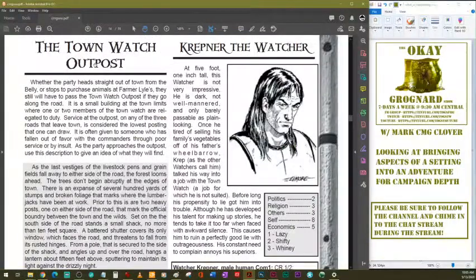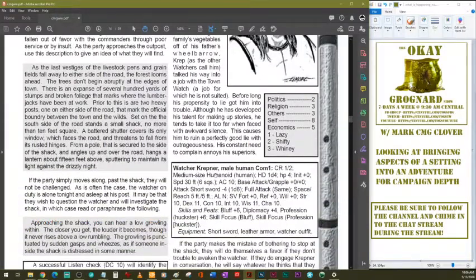We move on to the Town Watch Outpost. Krepner is on guard duty there. As the name might imply, he is not necessarily a very good guy. Did we do alignments in here? Let me see. Point, speed, AC, blah, blah, blah. Strength. We did not include alignments in here.